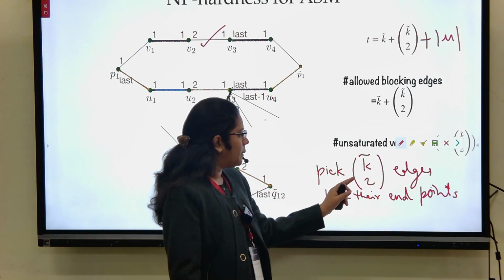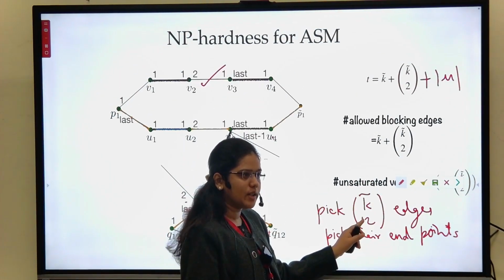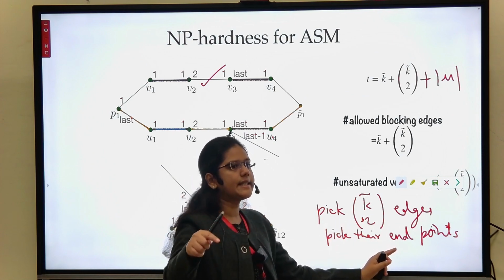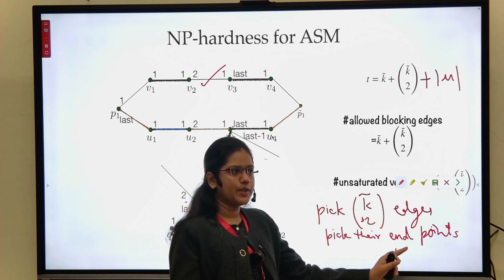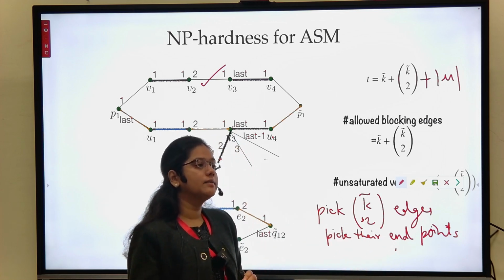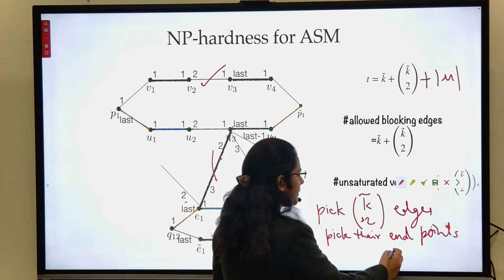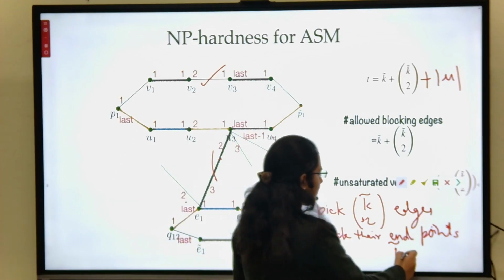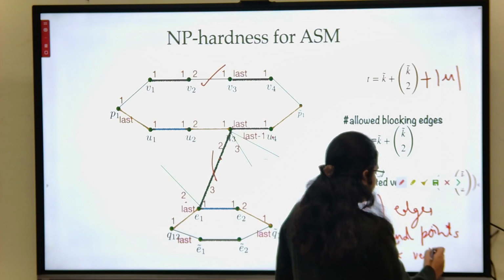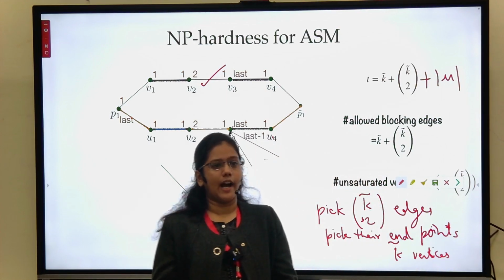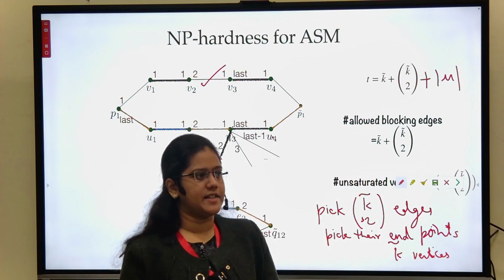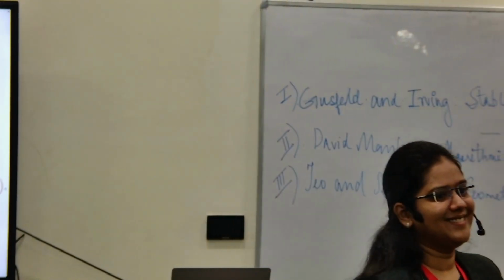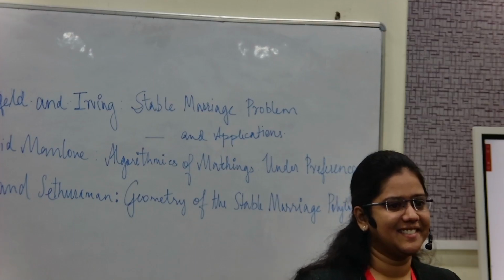Because I know that if you augment along an edge, you will also augment along its endpoints, I will pick their endpoints. But how many can I pick? I can only pick k tilde vertices, correct? Now a subgraph with k tilde vertices and k tilde choose 2 edges, what can it be? Exactly.